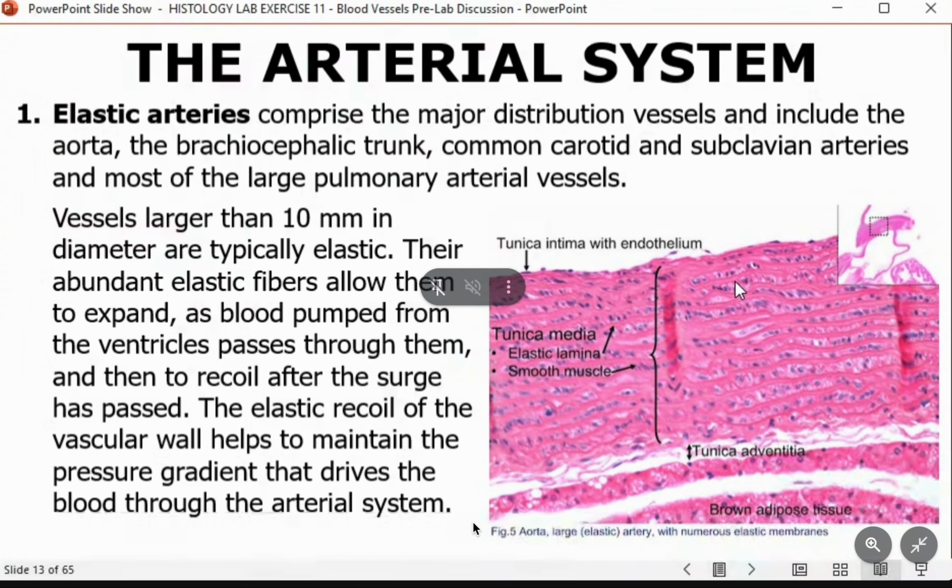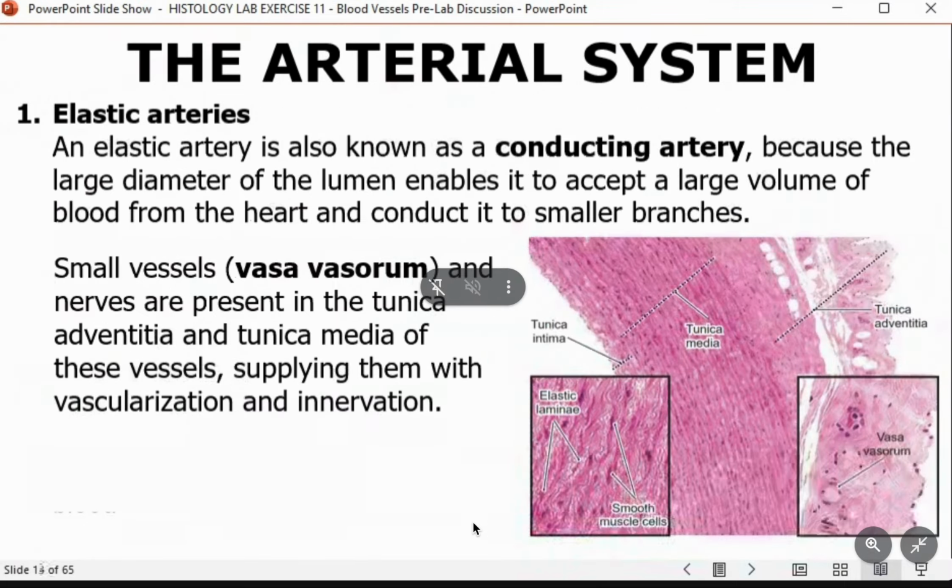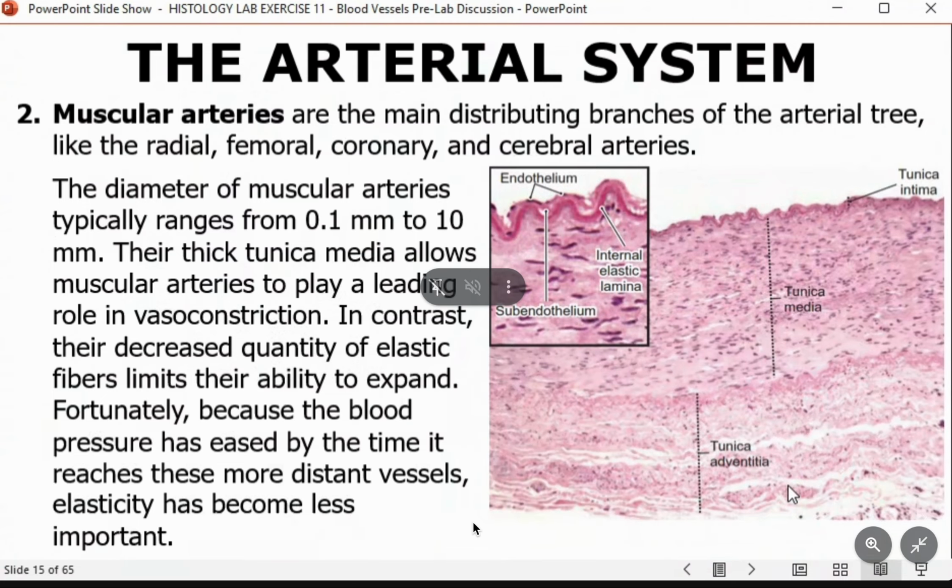And then in between, these areas are your elastic fibers. Interspersed in alternating layers, you have muscle, then elastic fiber, then muscle, then elastic lamina again, over and over. So your elastic arteries have very many elastic fibers. An elastic artery is also known as a conducting artery because the large diameter of the lumen enables it to accept a large volume of blood from the heart and conduct it to smaller branches. It also contains vasa vasorum, as previously mentioned, in the tunica adventitia.